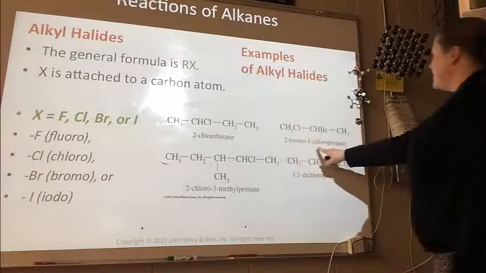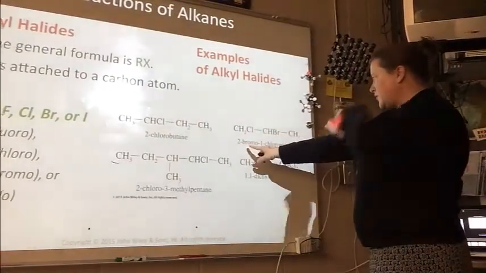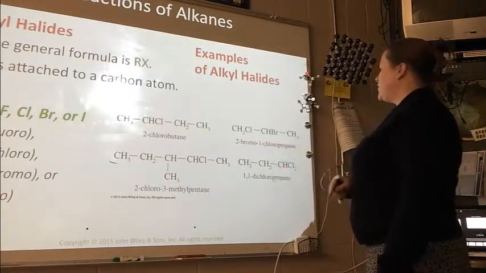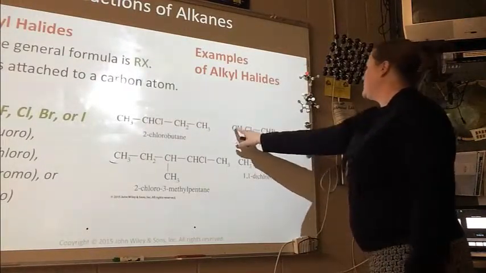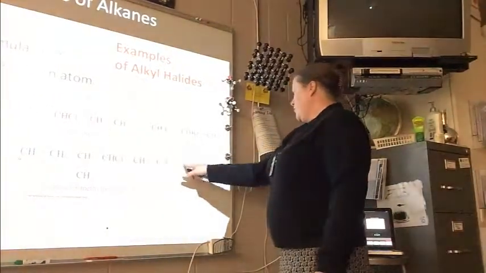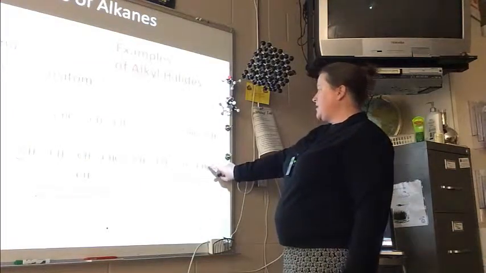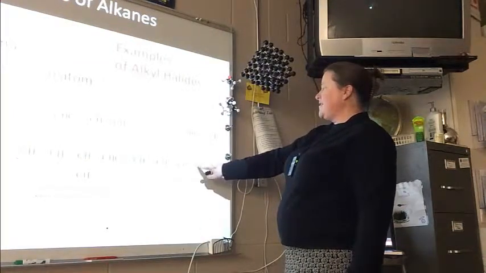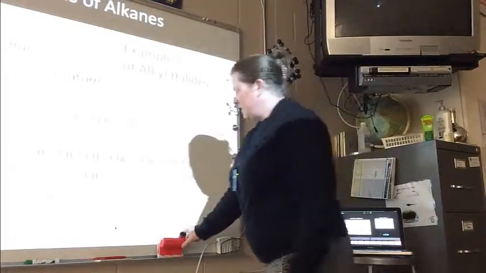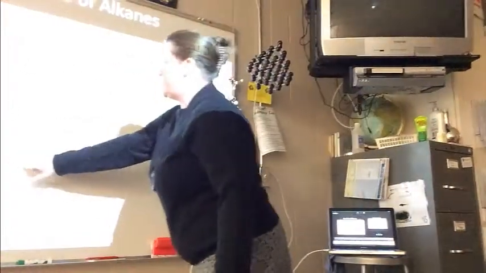Here, we have a bromo group and a chloro group. So 2-bromo, bromo comes before chloro, 2-bromo-1-chloropropane, propane, 1, 2, 3. And here, 1, 2, 3, propane, and we have 2 chlorines attached to an end carbon, which makes it 1,1-dichloropropane. So that's how we treat those groups.